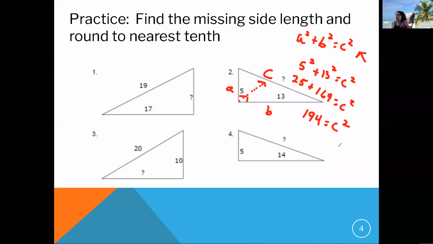Okay, and then what's my last step? You got the square root. Square root of 194, Maria. Great job. So I'm going to square root 194.